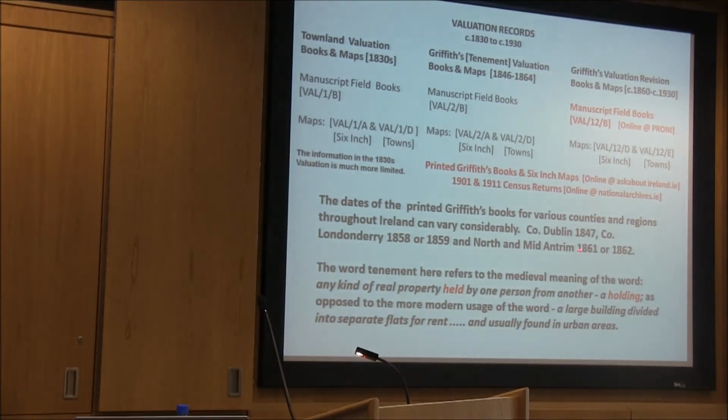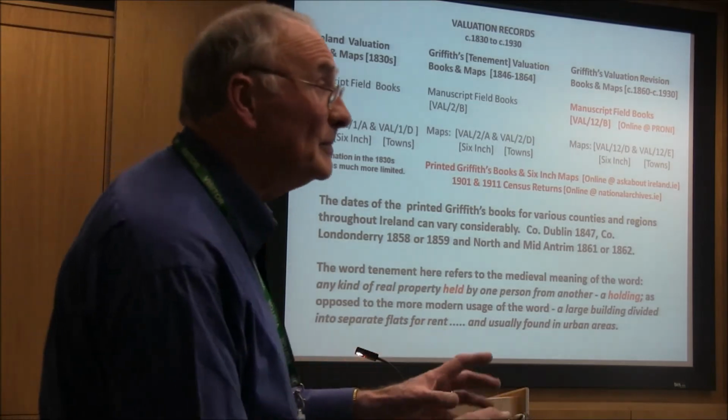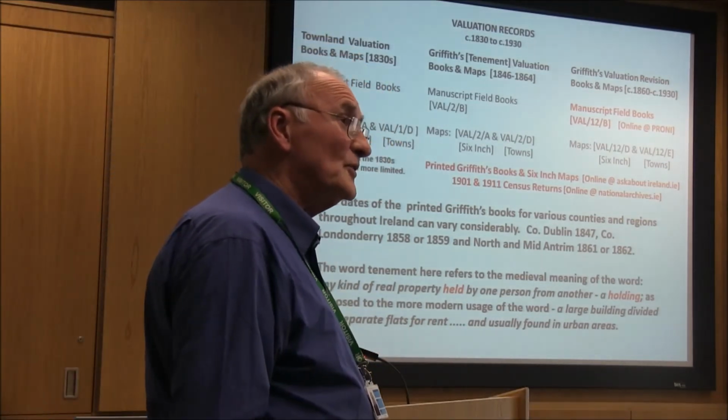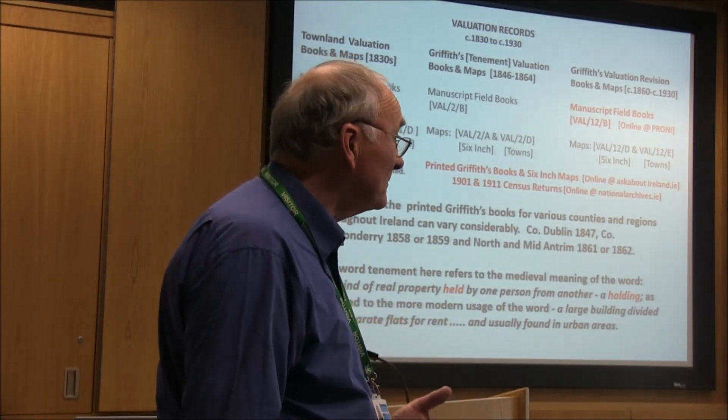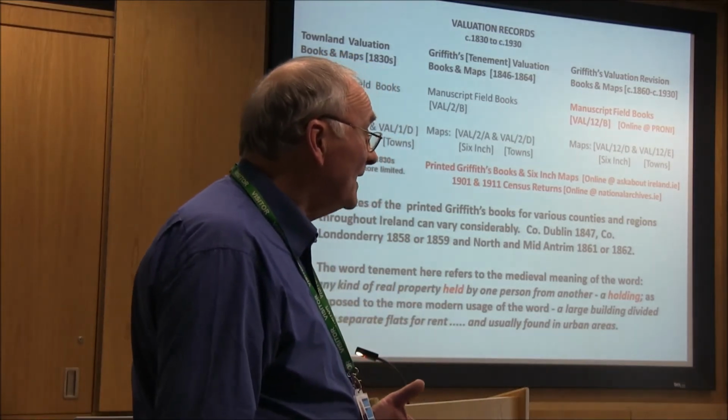If you're looking in North and Mid Antrim, it'll be either 1861 or 62. So whichever area you would be doing your research in, the first thing I would do is find out what is the exact date of the valuations, because they're not going to be the same. And that can make a difference.